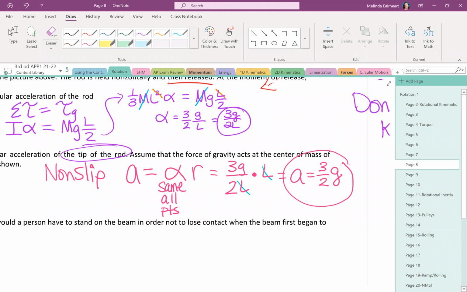Elias, look to your left. Where's the other rod? Oh, okay, okay.